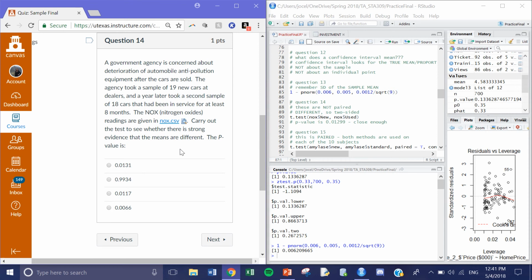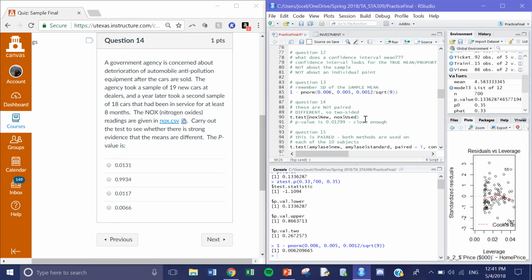So we're doing a t-test in this, and we're comparing two means. We're comparing NOx new and NOx used. Whenever we're doing a hypothesis test for two different samples, the two things you have to check are, are they paired or not, and is this one-sided or two-sided? This data is not paired because it's not the same cars being tested. It's two completely different sets of cars. So I didn't put paired equals false, because this function defaults to paired equals false. I didn't put it.